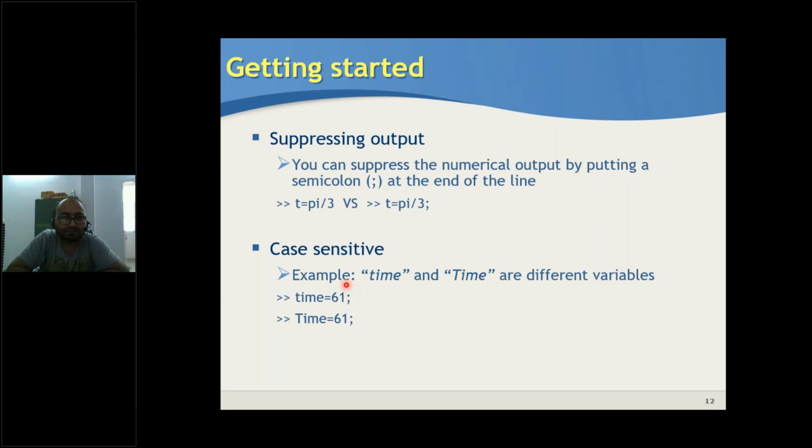So in this, two different variables are there. Time equals 61 and Time equals 61 we can assign differently. These two variables have the same value, but they will be shown differently in the workspace.